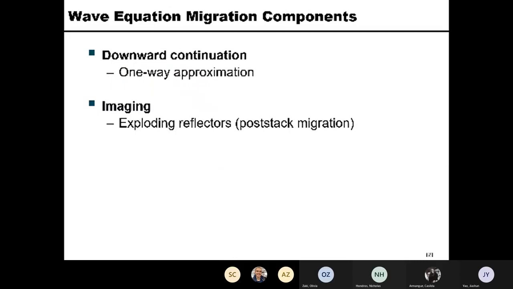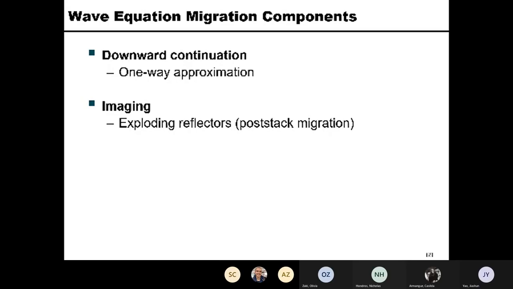For every equation, I said we have three elements. We already covered the downward continuation. For downward continuation, we need a one-way approximation to solve the equation, because otherwise we have a second-order derivative, right? And the third element we mentioned is called the imaging condition. What the imaging condition means is called exploding reflectors. Same principle as the Huygens principle. In the Huygens principle, we assume each element in your wavefront is a new source, right?